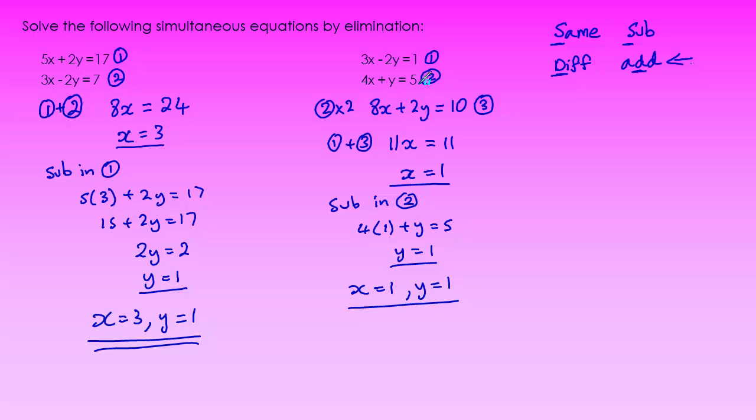We used equation 2. Let's check for equation 1. So that would be 3 take away 2, which is 1. So that's a correct solution.